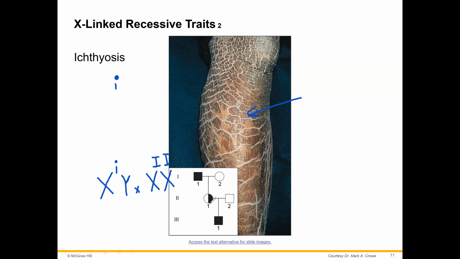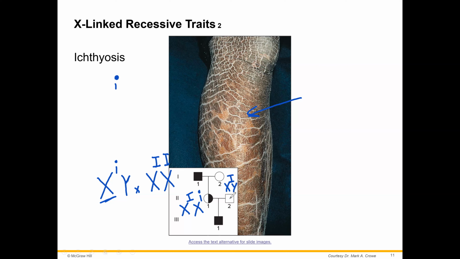Now this daughter, because the daughter must receive X from her father, receives this X from the father. So the daughter has X from the mother, X with big I, and from the father, this allele for ichthyosis. So the daughter is a carrier, right? She married this guy and he's not a carrier. So this guy is X with capital I and Y.